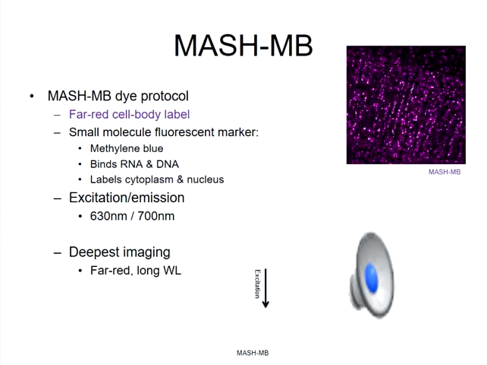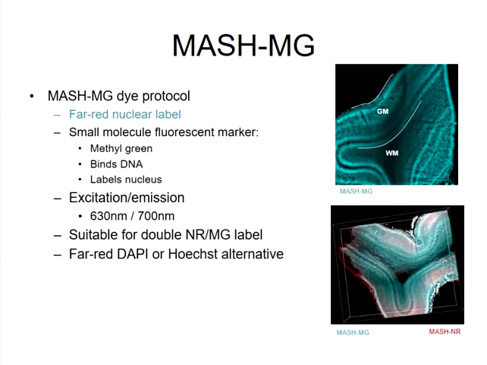Let's see if that movie wants to run while I continue. With that very far red wavelength, it had the advantage of penetrating very deeply into the tissue. That movie didn't want to run, so I'll continue and show you another movie later. Then finally, we have matched to the MB molecule, the MG molecule, which is a very nice replacement for the UV DAPI or Hoechst stains for cell nuclei, and you can image them very deeply.